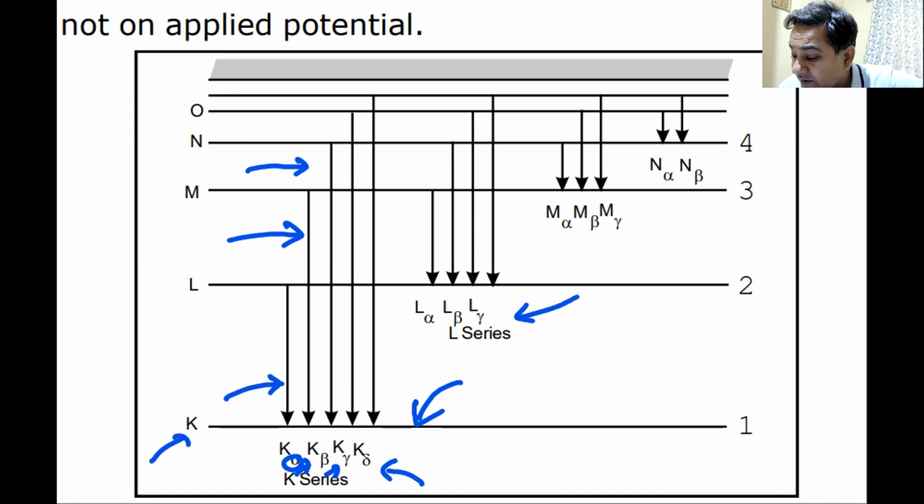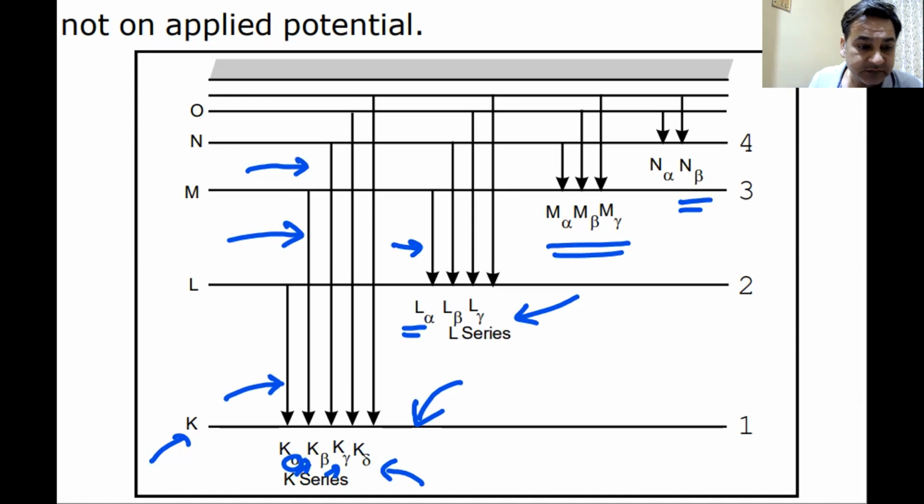Then for L series, the orbit is 2. If it jumps from 3 to 2, it becomes alpha. Do we understand this? Yes, sir. Then beta, then gamma. Then we have M series, we have N series, and so on. This is known as characteristic spectrum of X-rays. We understand this? Yes, sir. Have you drawn this diagram?